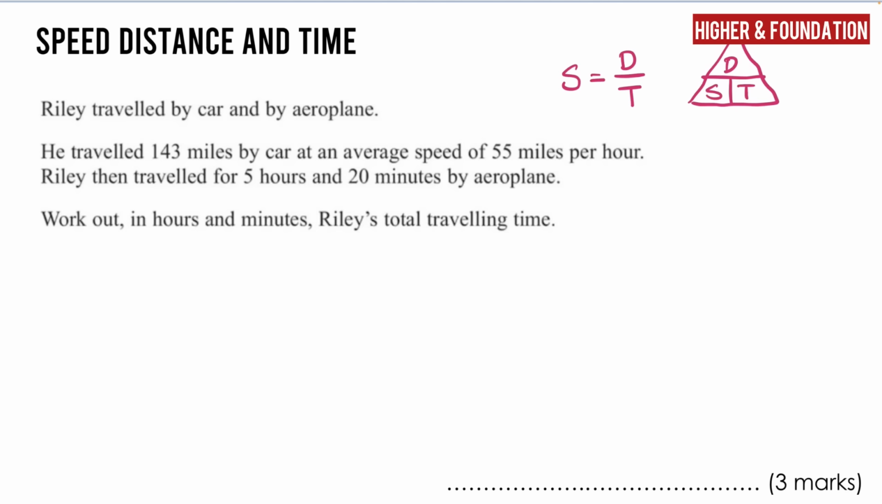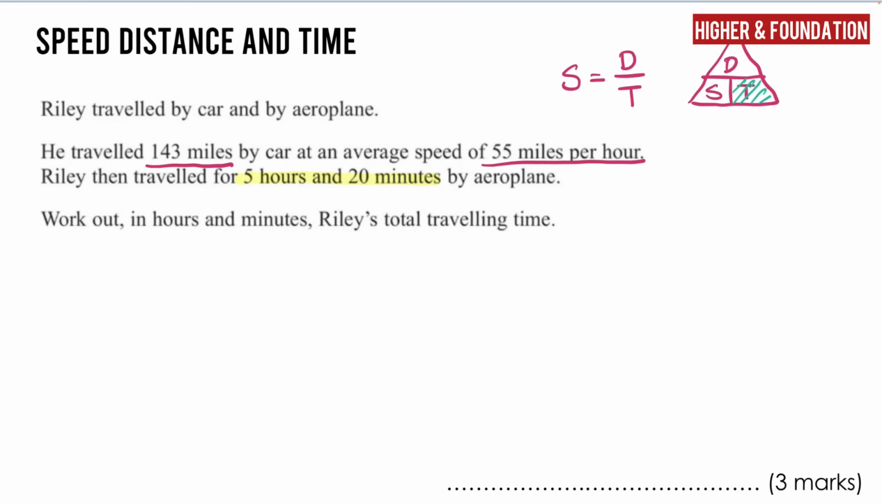So here, we already have his travelling time for the second journey, 5 hours and 20 minutes. We just don't have the time for that first part, but we are told the distance and the speed. So we can work out time. If we cover up the time on our formula triangle, this is distance divided by speed. We just need to watch out, make sure we get this all in the right units.